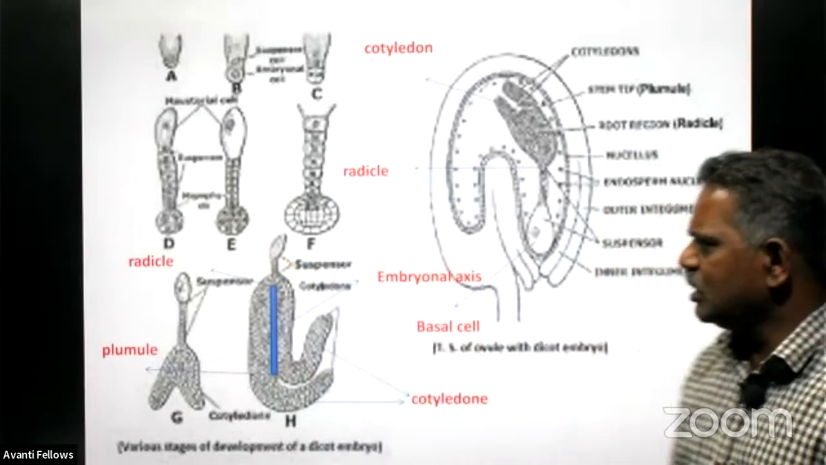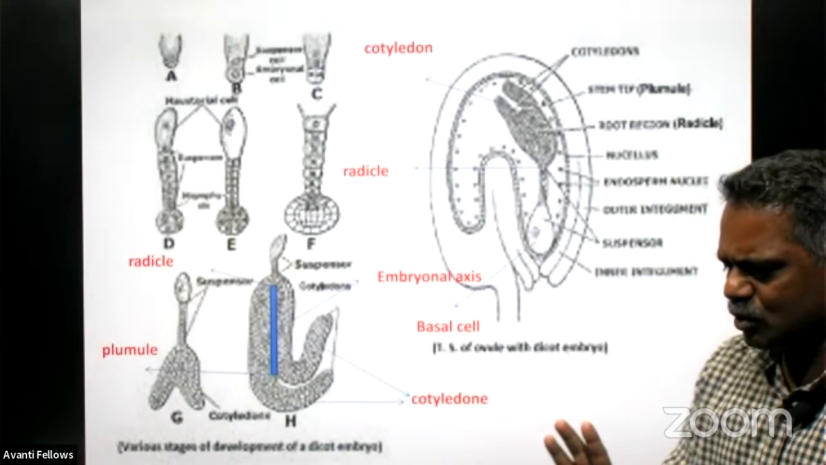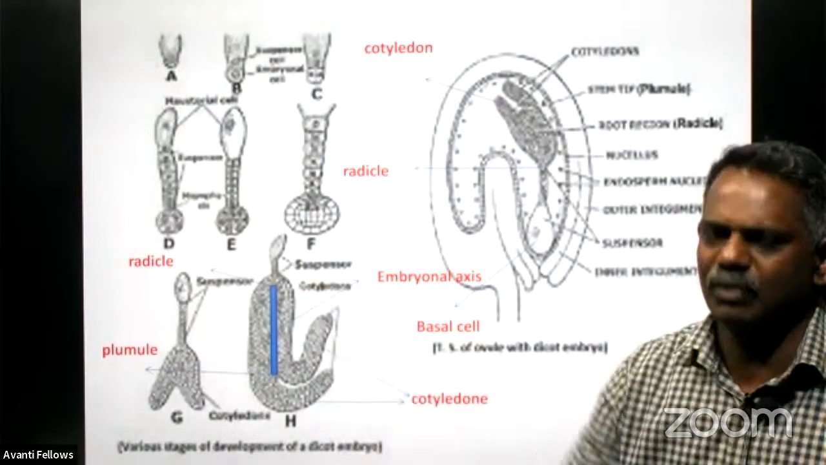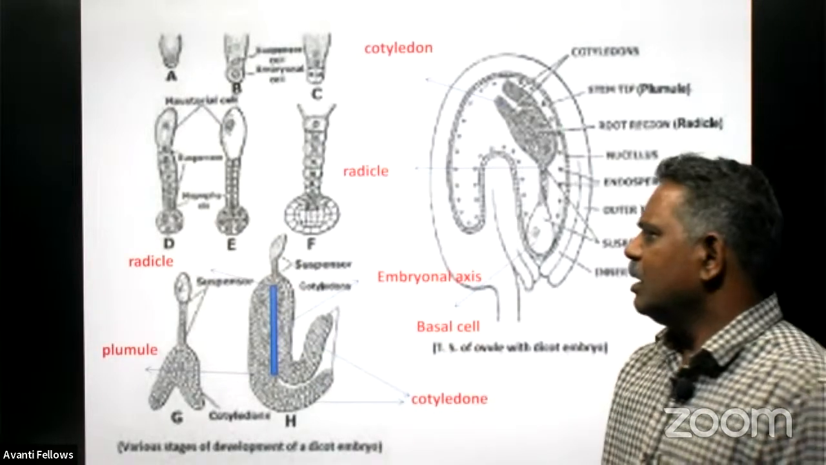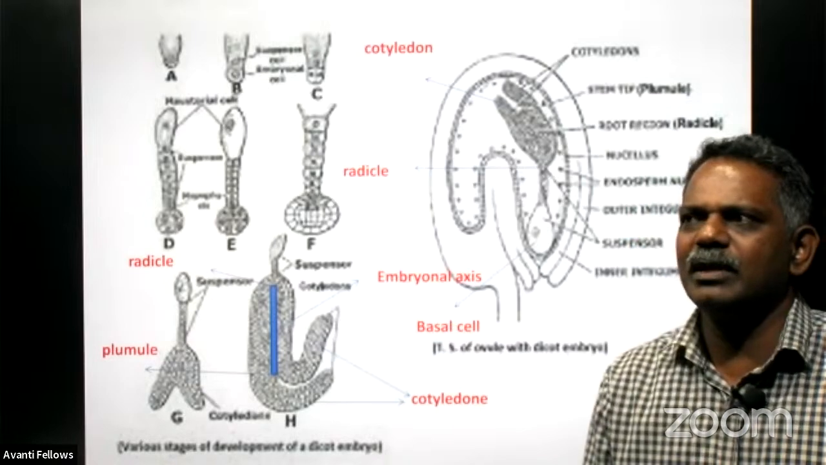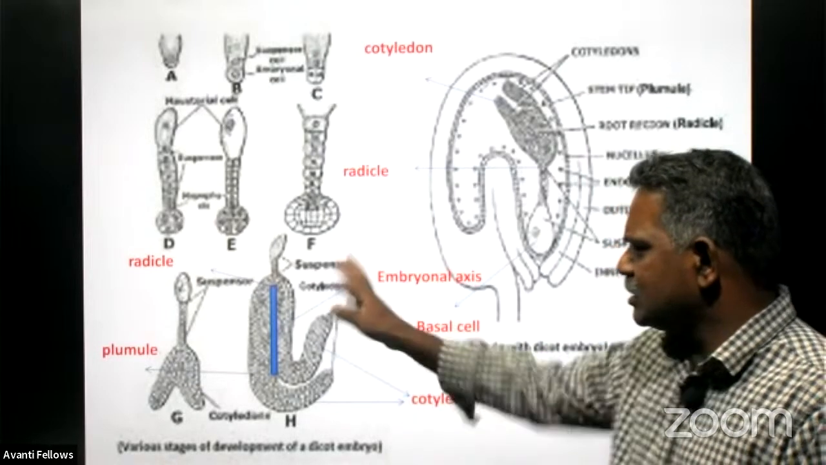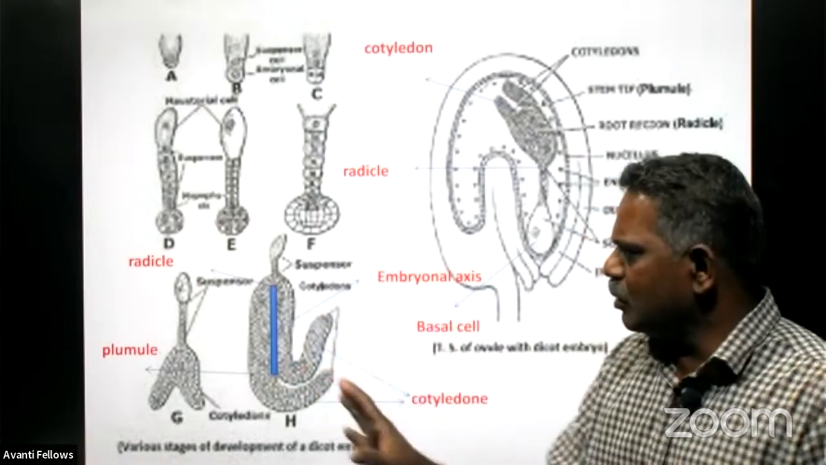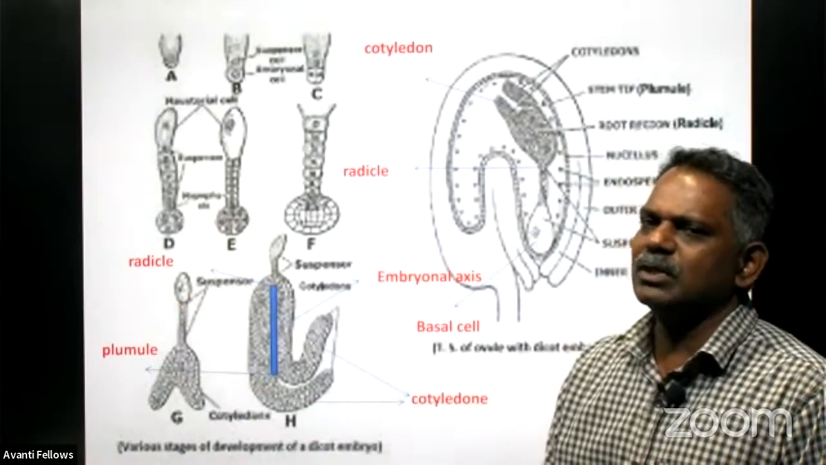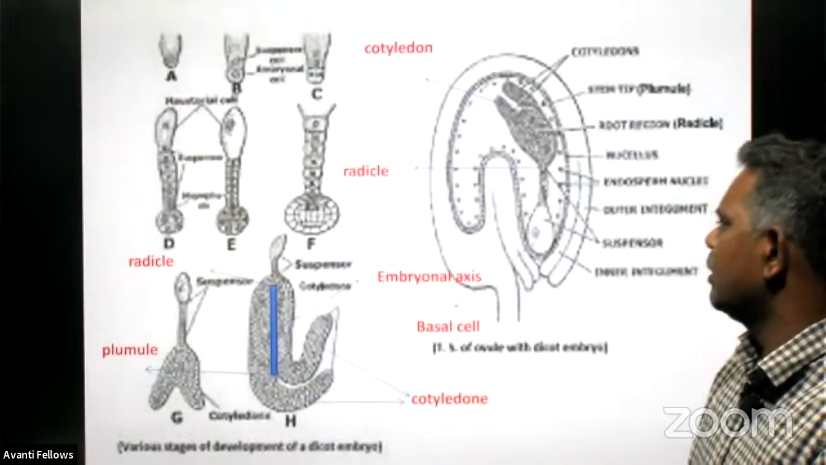And this one is the suspensor. Actually, the purpose of the suspensor is to push this embryo towards the food material. As I told you, during embryonic development it consumes the nutrient stored in the endosperm only, and the suspensor pushes this embryo toward the endosperm to receive the food material for its development.